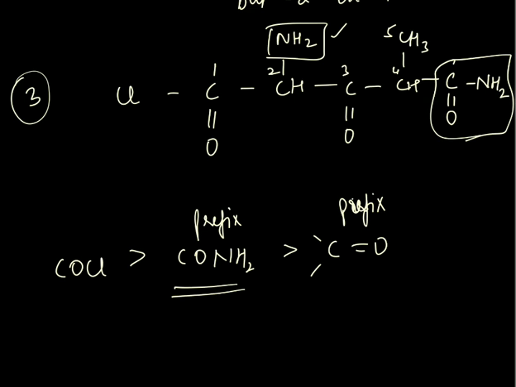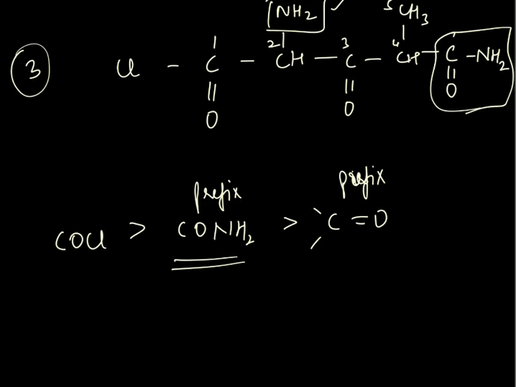So now coming to the naming part. From where are we going to start? We are going to start from A, amino, which is at 2 position. So it's going to be 2-amino. Then we have at 4, CONH2, the prefix is carbamoyl, 4-carbamoyl. Then we have 3 position.